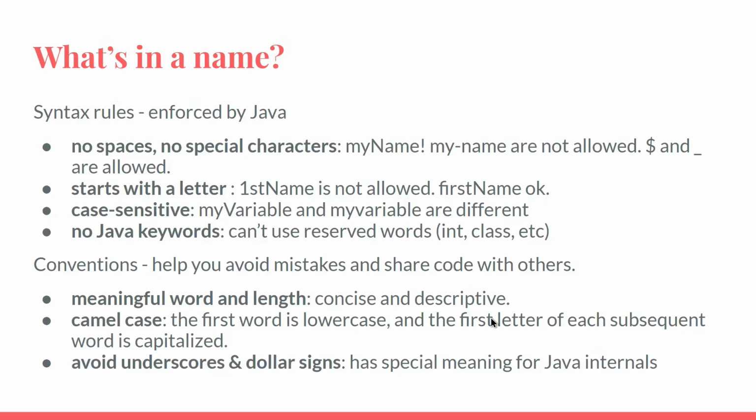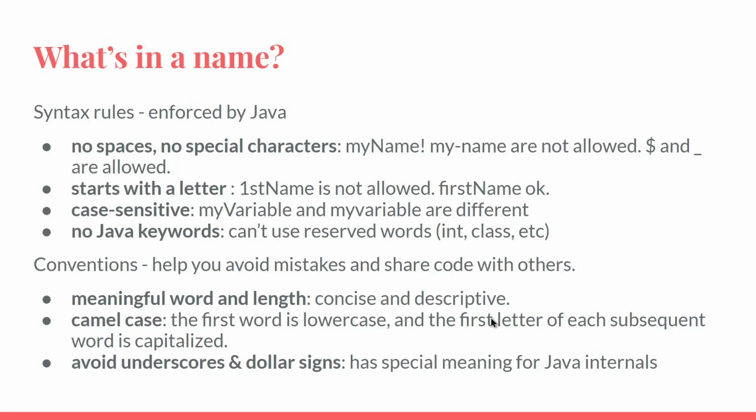What's in a name? Java is more like Juliet from Shakespeare. A name is just a label. As long as the name follows its syntax rules, you can call a rose whatever you want. There are a few syntax rules related to the name that Java strictly enforces. When the rules are broken, Java will get confused and display an error message. It cannot have spaces and no special characters. Okay. So ampersand and dash are not allowed. Dollar sign and underscore are allowed. The start of a name must be a letter. 1st name is not allowed, but if you spell out first, it's fine.